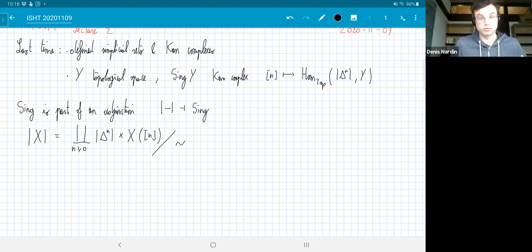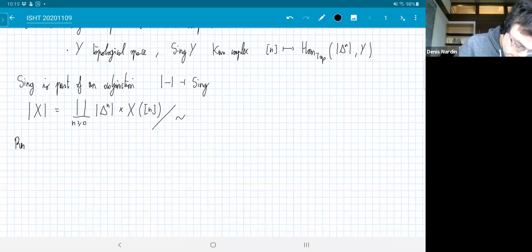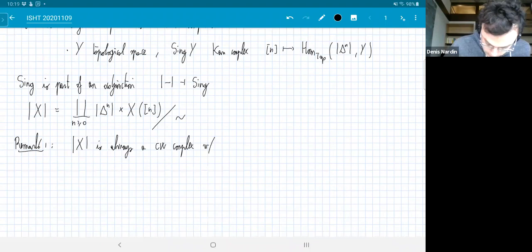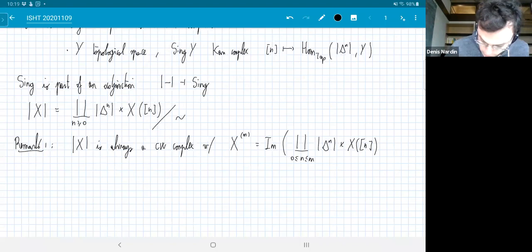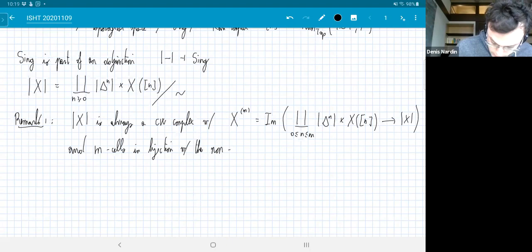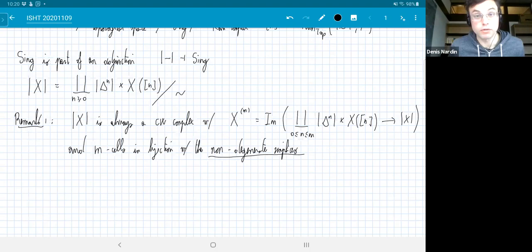So let me put a few remarks about this. Remark one is that this is always a CW complex, with m-skeleton the image of what you obtain by gluing all topological simplices of dimension less or equal than m. Sorry, not surjection, just map. With n-cells in bijection with the non-degenerate simplices. And by non-degenerate simplices here, I mean simplices that are not the image of one of those degeneracy maps that I discussed.